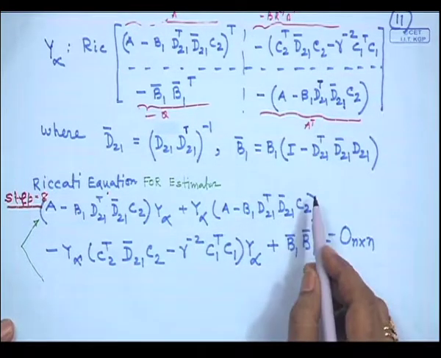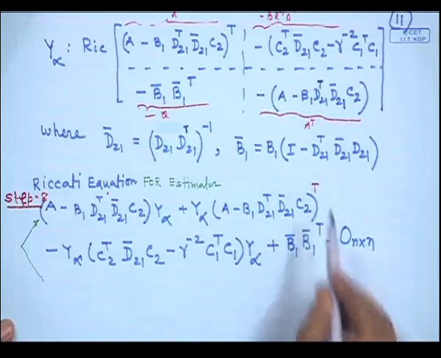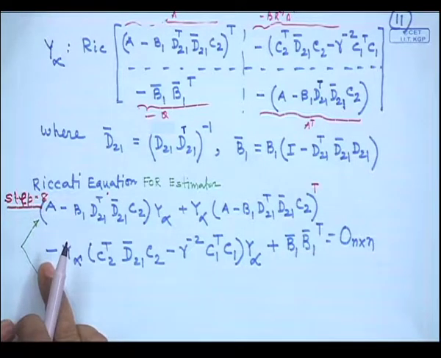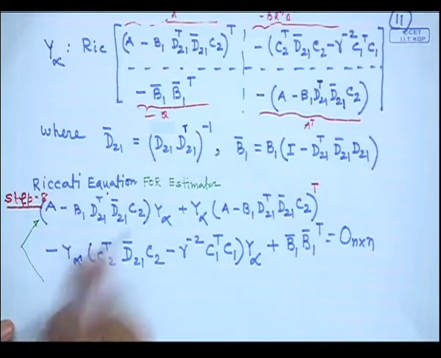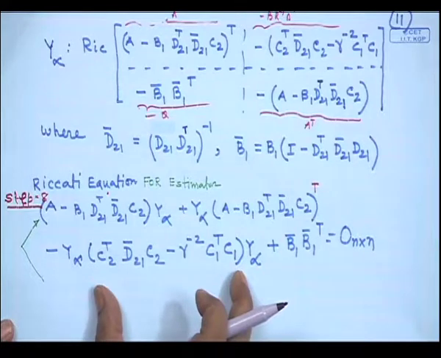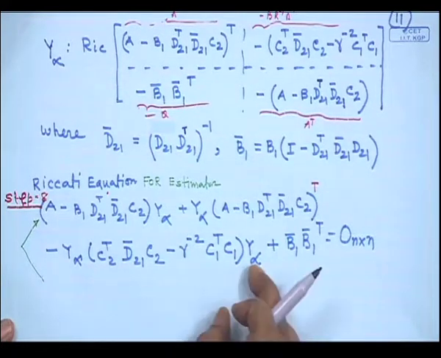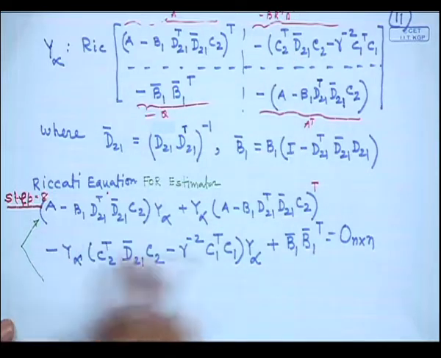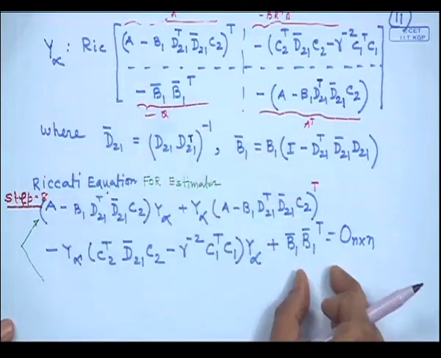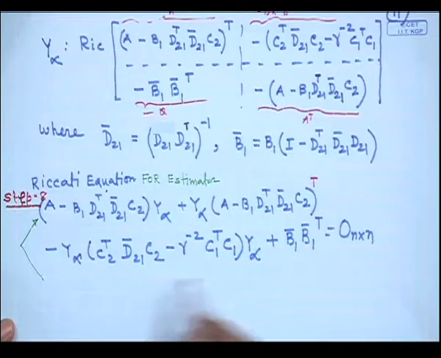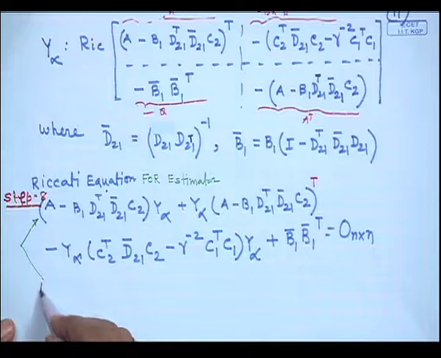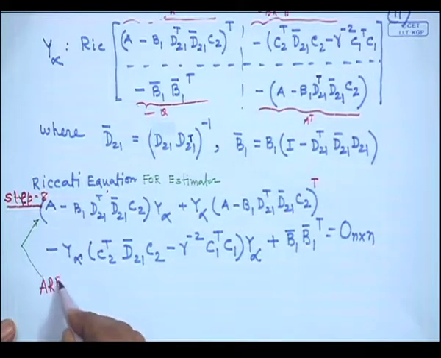What is this A will be? That will transpose, I missed it here, P A. Okay. Then this matrix is written into P, because there is a minus and plus Q. So, this is the algebraic Riccati equation.